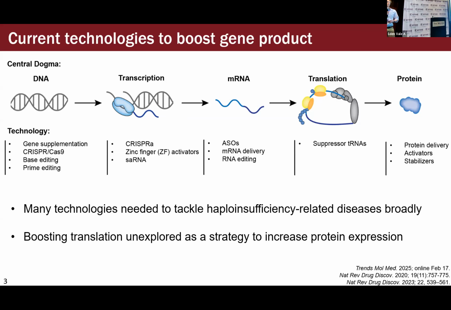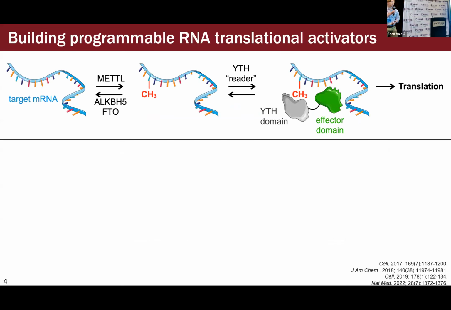So our lab, working on RNA targeting technologies, is really interested to look at that. And of course, one technology is not going to be able to solve haploinsufficiency-related diseases broadly. We're going to need a lot of different types of approaches, which some will be fit for some genes more than others. But we're exploring this strategy of trying to intervene at this last step to increase translation of an mRNA into a protein, which has some advantages that I'll go over in the next slides. But before I get to that, I want to talk a little bit about the system that inspired us to go down this path.